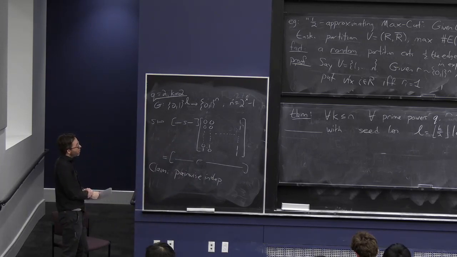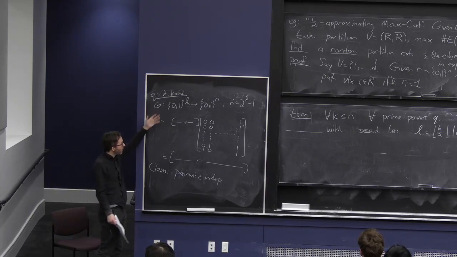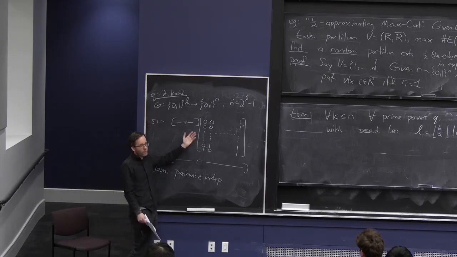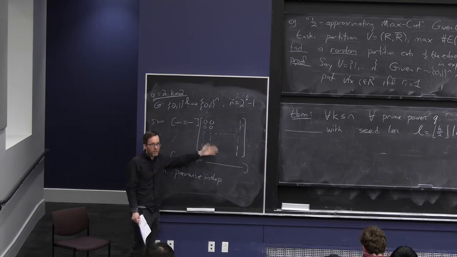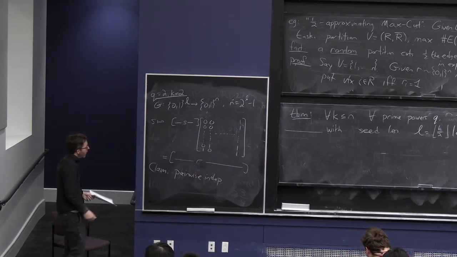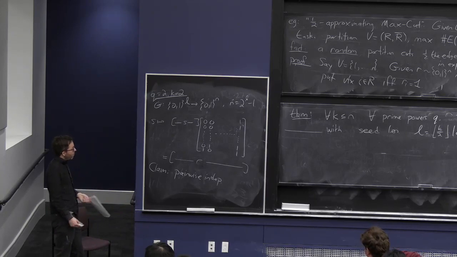And if this claim is true, then we've proven the theorem in this case. It's great because we've mapped log n bits to n bits. It's pairwise independent. This is certainly efficiently computable. You just write down this matrix and do the multiply. So let's think about why it may be pairwise independent.